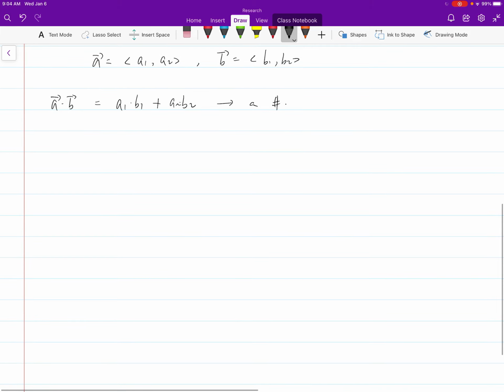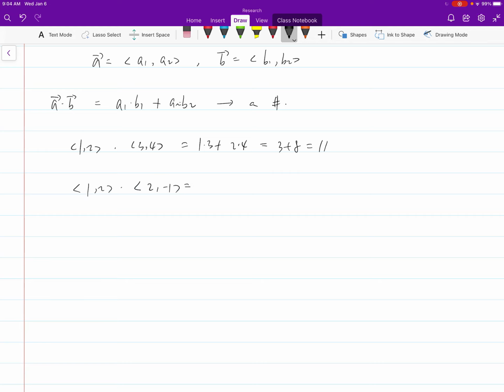Okay? Very quick example. What is (1, 2) dot (3, 4)? That is going to give you 1 times 3 plus 2 times 4. So x goes with x, y goes with y. You multiply each one, but when you finish, you take the sum. So 11. Okay? (1, 2) dot (2, -1) gives you 1 times 2 plus 2 times negative 1, which gives you 0.